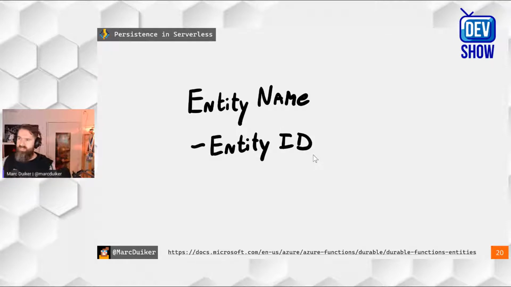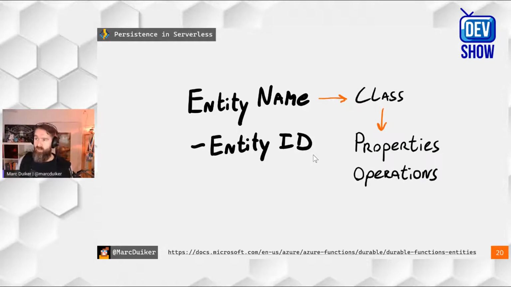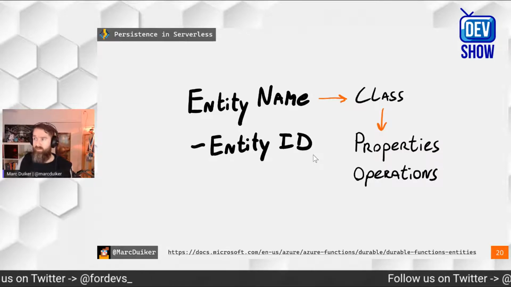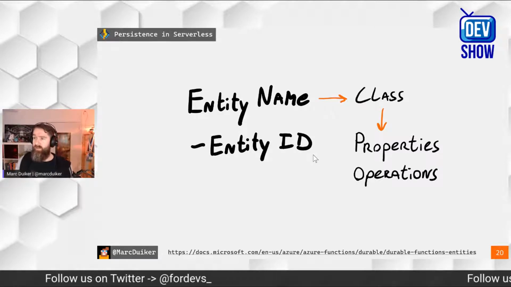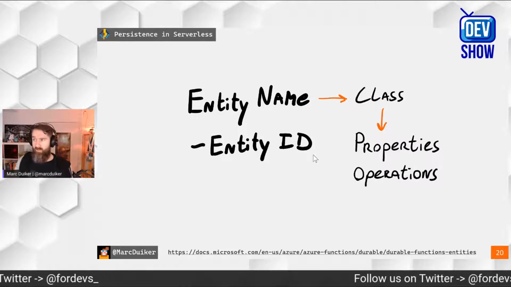So what is an entity? You can compare an entity with an actor. It's usually defined by a class, and in this case it's called an entity name. So usually it's a class definition. And if you want to have access to a specific entity, you need to provide an entity ID. And as you'll see in the code, it is a real class, and that class can have properties, it can have operations, and you can expose these properties and operations through the API.